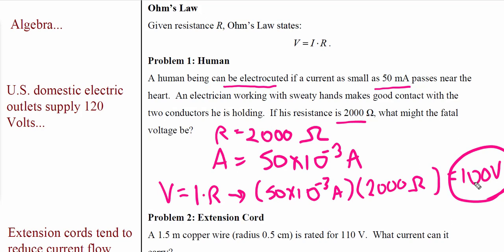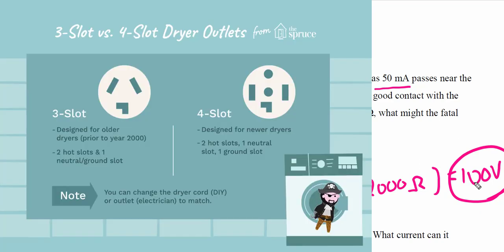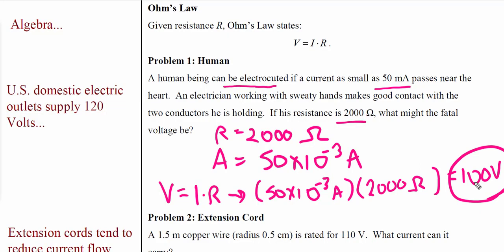Now, to put that in perspective, the outlets in your house right now are rated at 110 to 120 volts. If you want to go find an interesting outlet, look in your laundry room, washer and dryer. There's going to be a round looking outlet, and that's 220 volts. So those kinds of machines require more voltage.